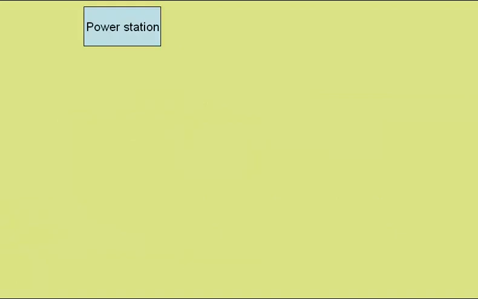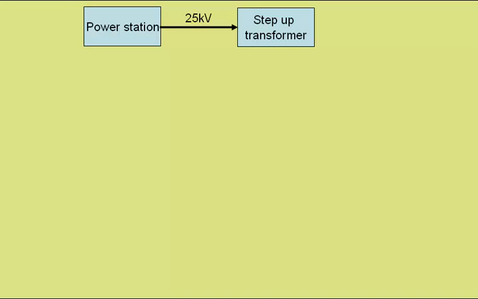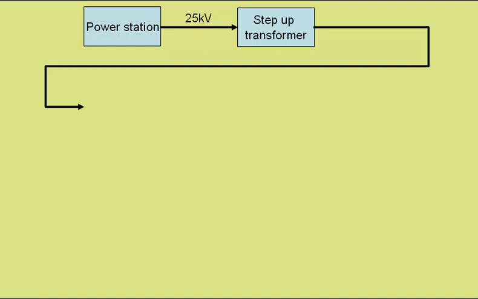I'm going to build up a diagram now showing what happens between the power station and the end user. Well, a power station produces electricity at around about 25,000 volts. Quite a high voltage, but not high enough. It's immediately sent through a step-up transformer, which will send the electricity out at either 275,000 or even 400,000 volts. This is for the long-distance journey around the country. This is known as the supergrid.